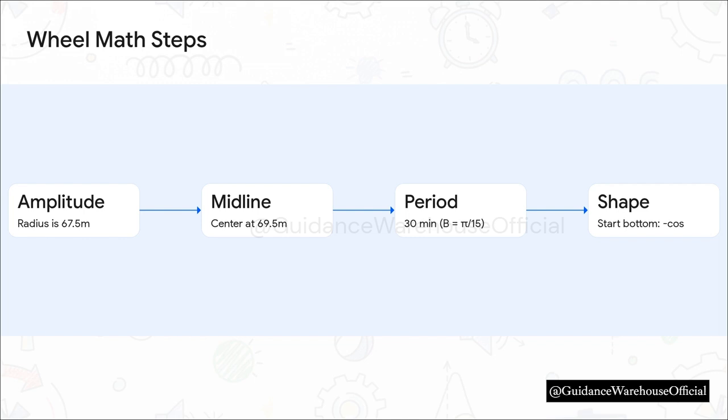Step 3, the period is 30 minutes. Setting 2 pi over b equal to 30 gives us a b value of pi over 15. And step 4, the shape itself. Think about it. You board a Ferris wheel at the very bottom, right? So what wave starts at its absolute lowest minimum point? A flipped cosine wave. So for this, we need a negative cosine function.